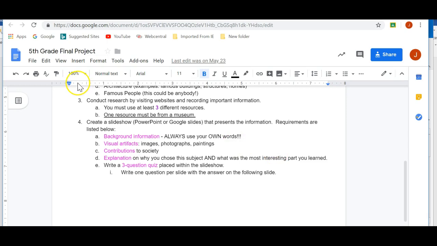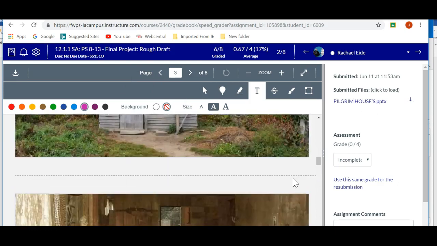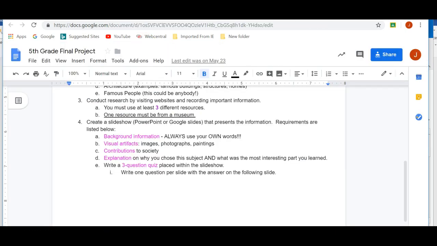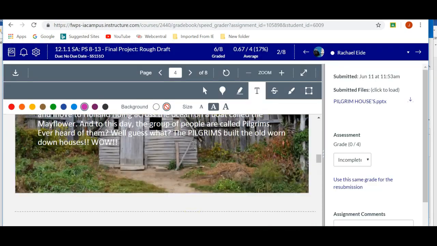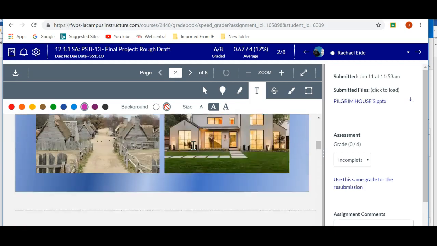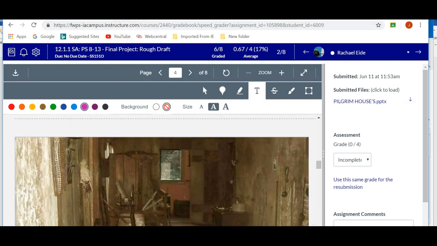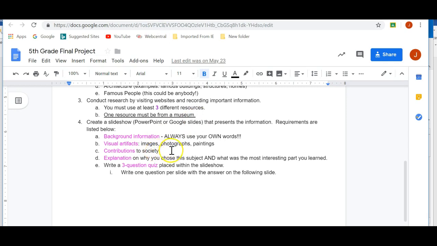And then also tell me, out of the information that you found, what is the most interesting part about Pilgrim houses that you learned, okay? You've already got your 3-question quiz, so you're good there. So remember that you're making a couple of edits on the slides. They're not too big, like fixing spellings and things like that. And then you want to make sure that you add a slide about contributions to society, and also tell me why you chose Pilgrim houses and what was the best part of what you learned.